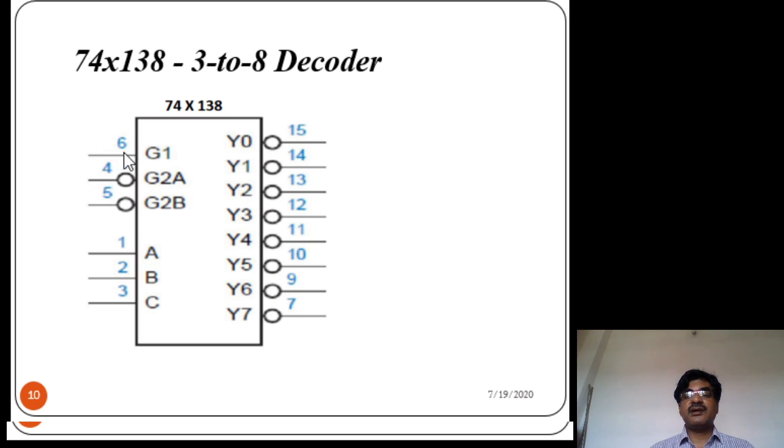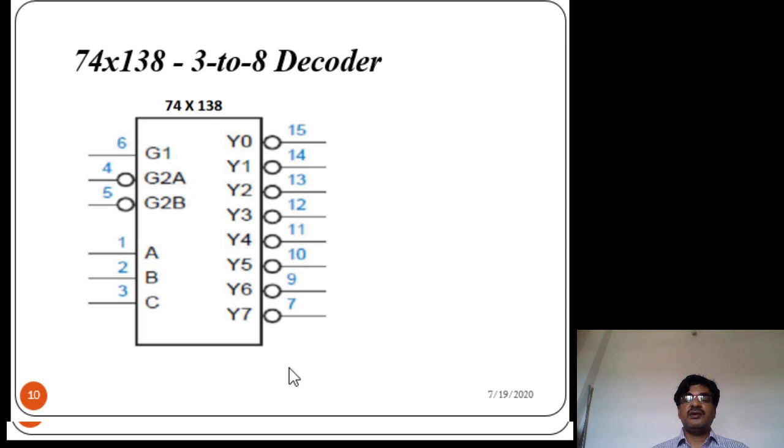On signal line G1, the value should be 1, because it is active high. Whereas on enable inputs G2A and G2B, what is the value required to enable the IC? 0, 0. So for 1, 0, 0, the IC is in active mode, and it shows the decoder functionality. What is decoder functionality? For every combination of input data on the data inputs, one of the outputs is active.